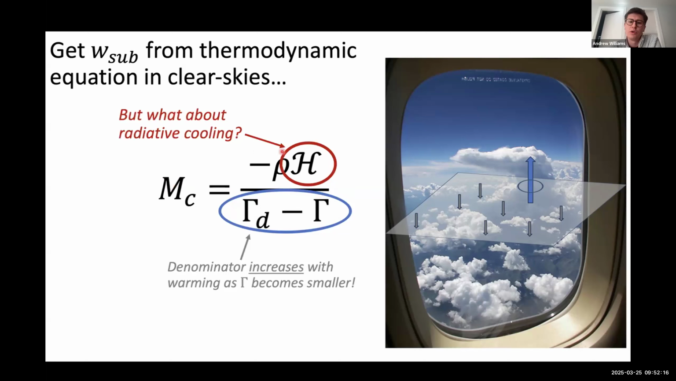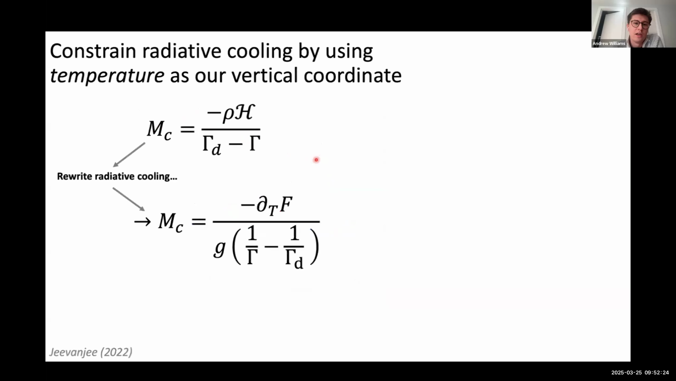But what about the radiative cooling on top here? So this is the big conceptual leap that we're going to make. To understand radiative cooling, we're going to take this expression that we had a second ago, and I'm going to rewrite the radiative cooling in this form. This F now is just the net upwards radiative flux, and this is a partial derivative with respect to temperature here, as opposed to maybe pressure or height.